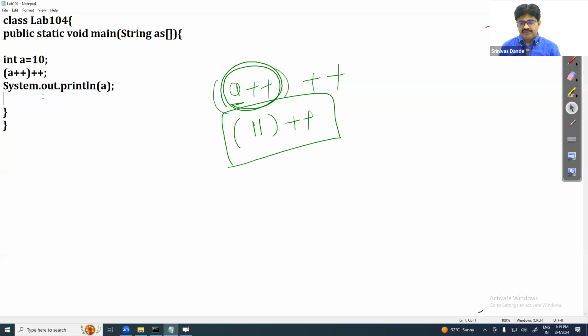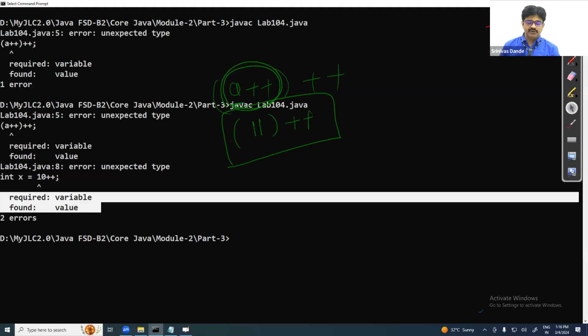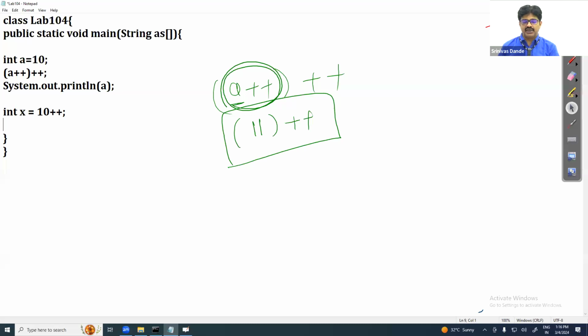Tricky, right? If I write it straight away, int x equals 10++. Is this okay? Can I write 10++? Int x equals 10++. Above also is the same as this, right? Above you wrote 11++. 10++ is not okay. This also, the same error has to come, right? Same error. See? Unexpected type. Required variable, found value. Another tricky question I'll ask you, get ready.